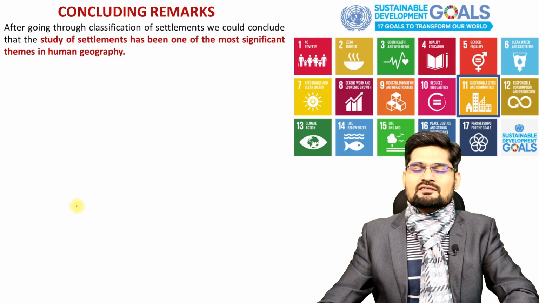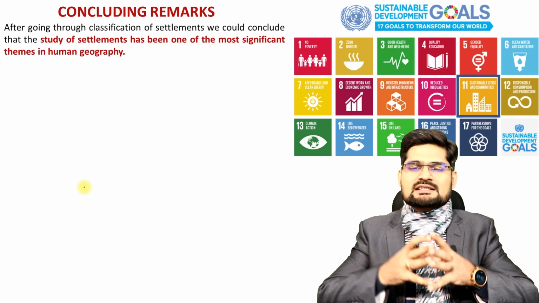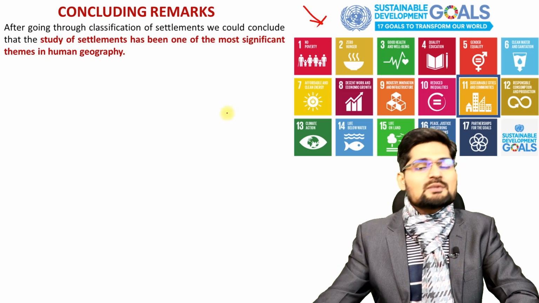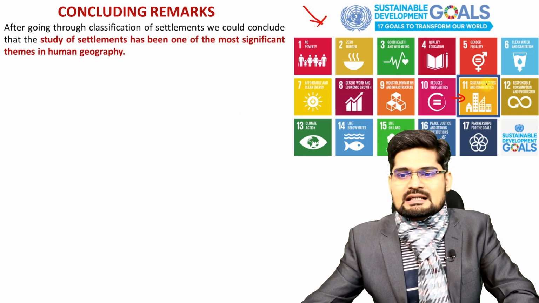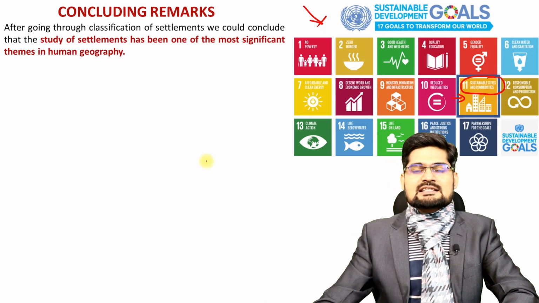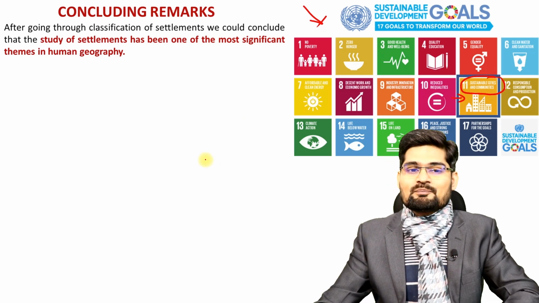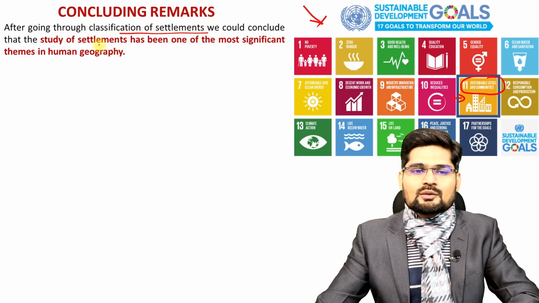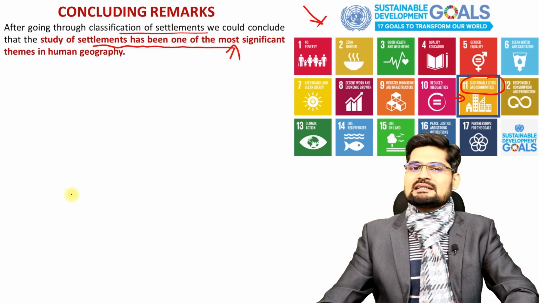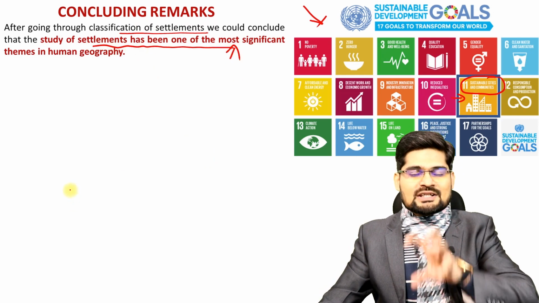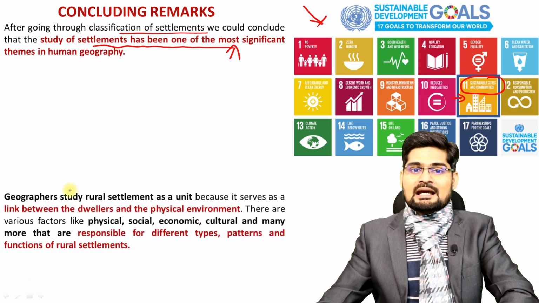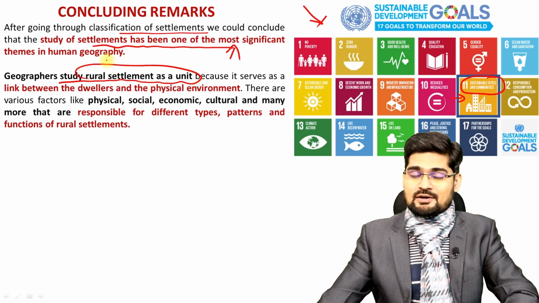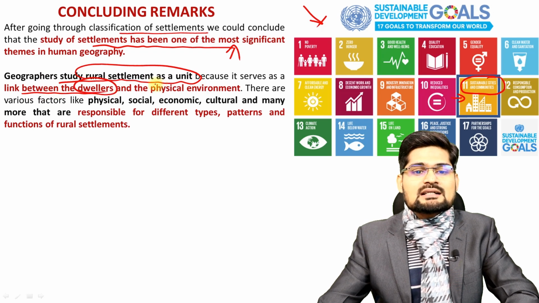And further, if you observe what is the way forward when we look into the types of classifications of these settlements, why is it important to understand? Because in conclusion, you'll observe that sustainable development goals, especially the goal number 11, sustainable cities and communities. This is very important for today's world and times to come. So what happens? After going through this settlement classification, we must understand and we could conclude that study of settlements has been one of the most significant themes in human geography, right? So population and settlement geography is one of the core themes in human geography, and geographers study rural settlement as a unit. Why? Because it serves very important functions, right? It serves as a link between the dwellers and the physical environment.